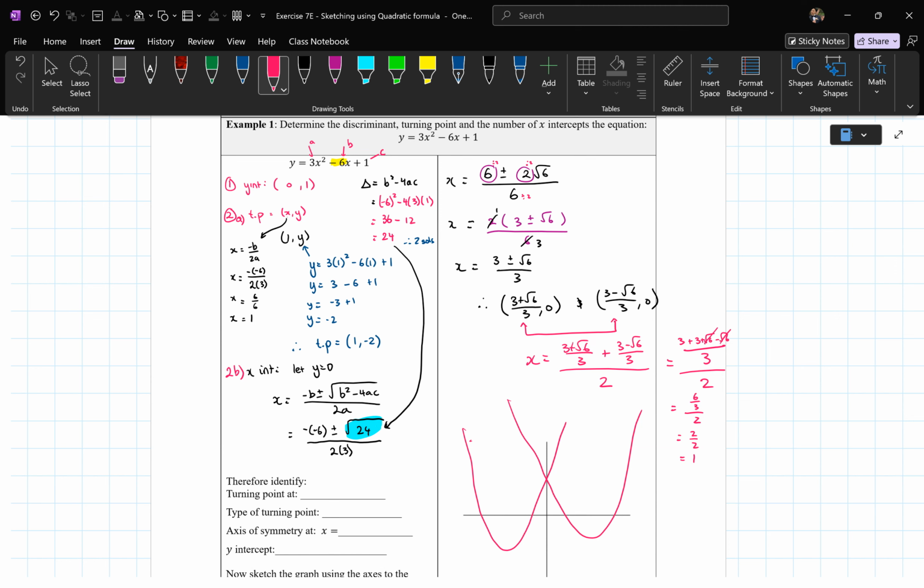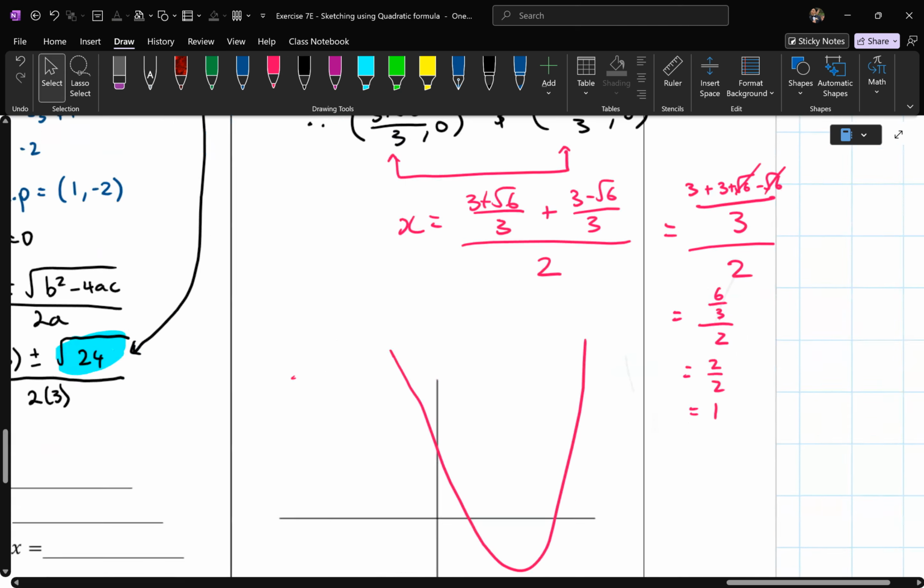Turning point gives you an indicator of which side it would be on. The turning point you found was (1, -2). Can't be this one, because the x coordinate would be negative. That has to be over here, (1, -2). So when I draw it, I visualize it first, and I go, oh yeah, that's pretty cool. Should look something like this.